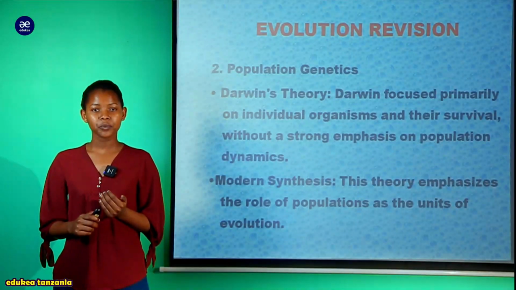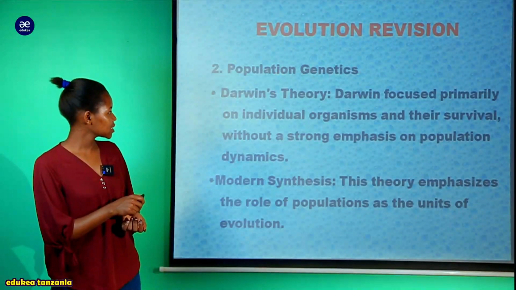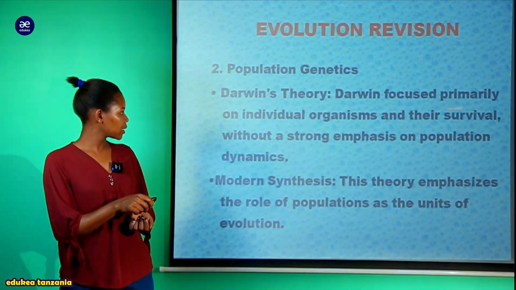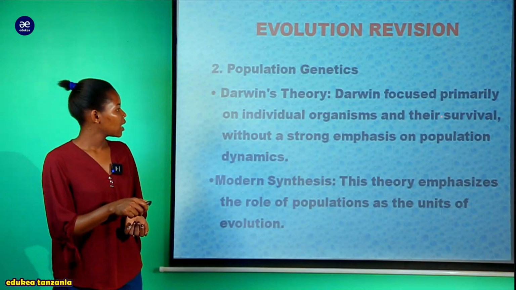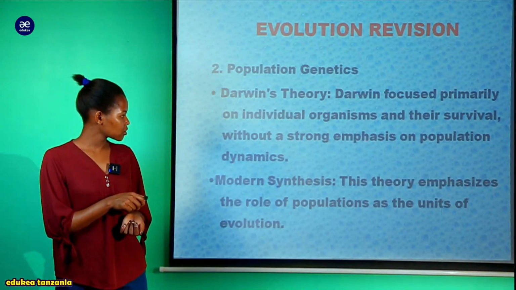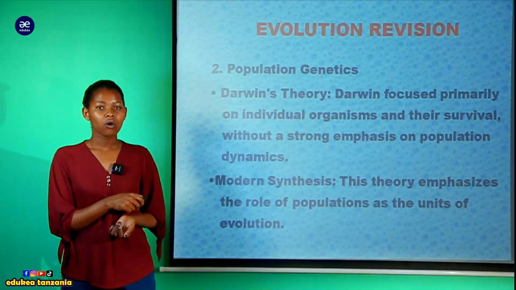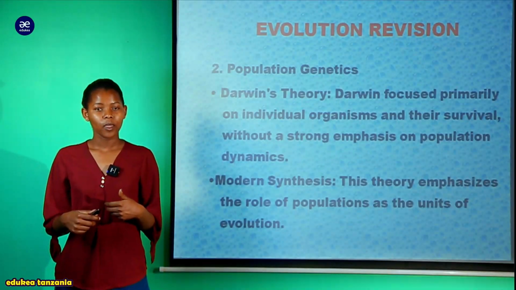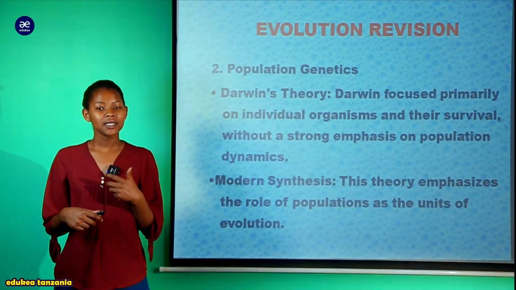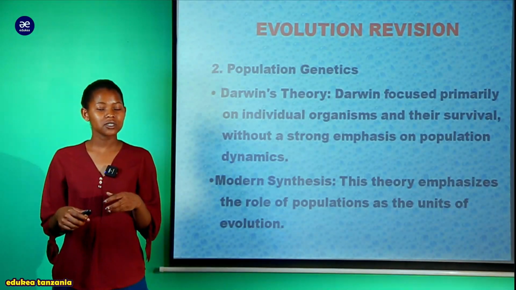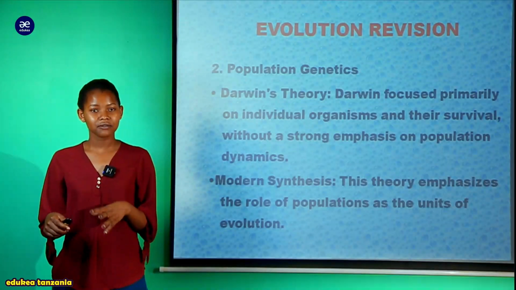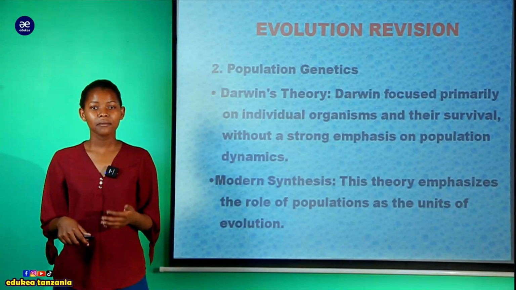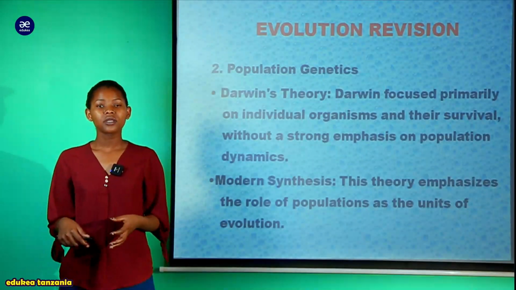And now on the second point, we will talk about population genetics. As you can see, Darwin's theory focused primarily on individual organisms and their survival without a strong emphasis on population dynamics. So Darwin emphasized the individual rather than the population. He looked only at the survival of the individual who is fit to survive, will survive and so forth, and pass the trait to another generation, but he did not look at the impact on the whole population.